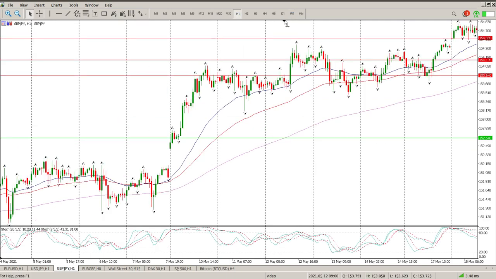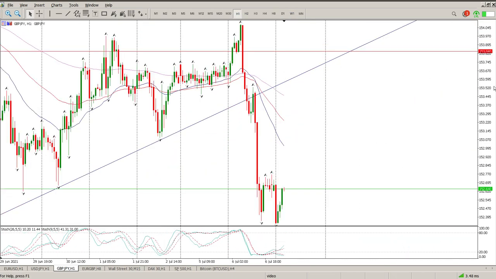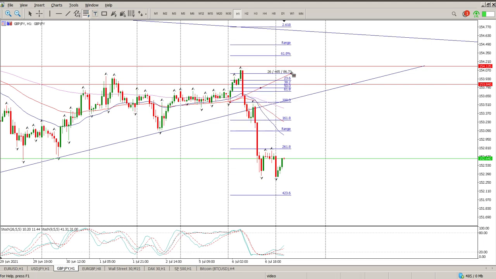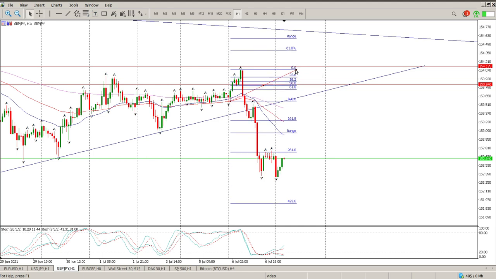Now if you look at the hour, and this is a classic, let's just get rid of some of the noise here. This is a classic London breakout strategy as well. So 1, 2, 3, 4, 5, 6, 7 bars. Typically you look at a move like that and you think, wow, I need to wait for the move to the upside, I need to wait for the retracement and then buy.